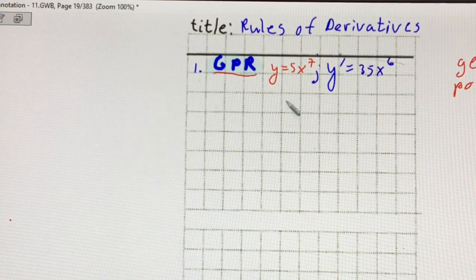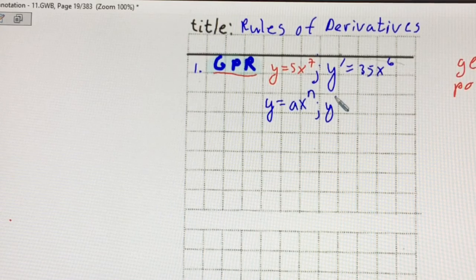Here comes the actual calculus book note. So if you have some function y equals a, some number, times the variable x to some power of n, the derivative, using the power rule, is going to equal n times a, x to the n minus 1. And that's the note.